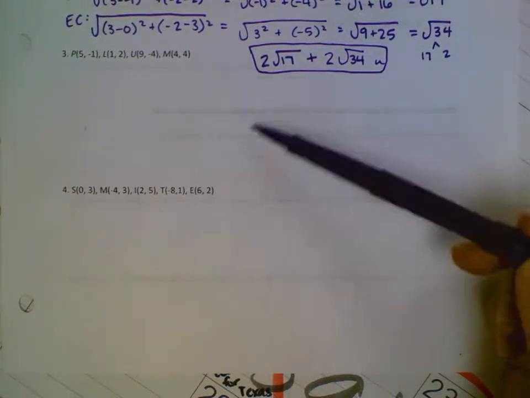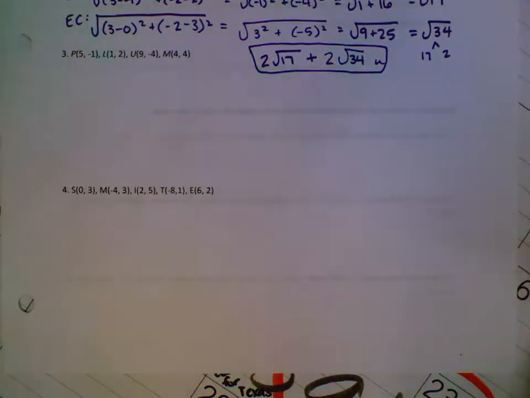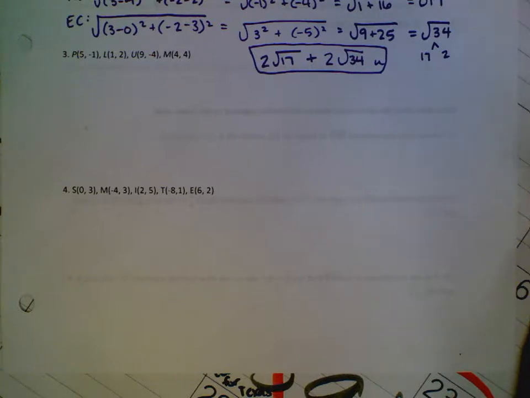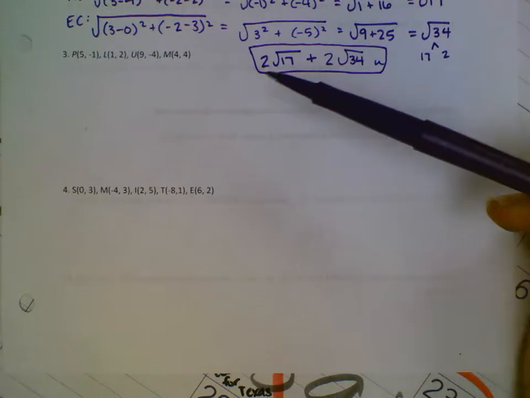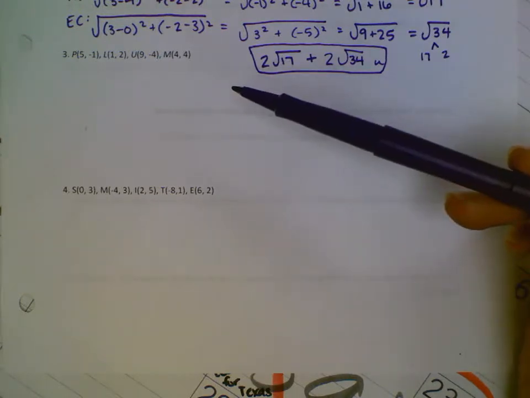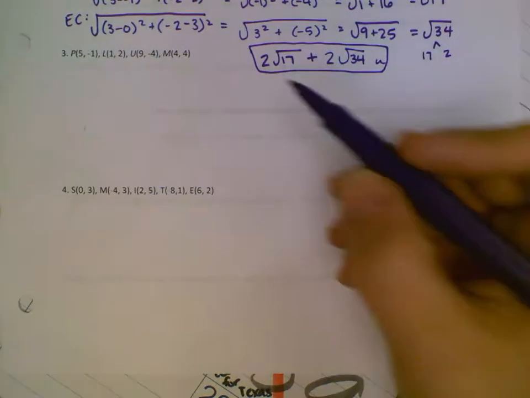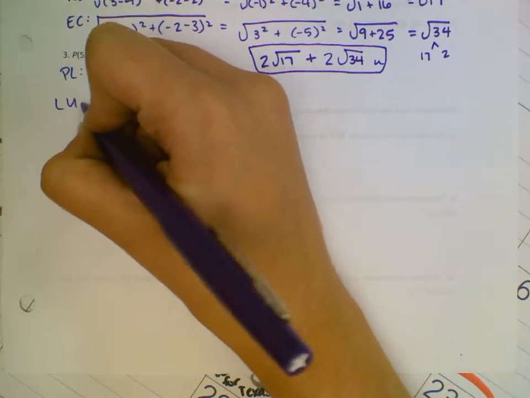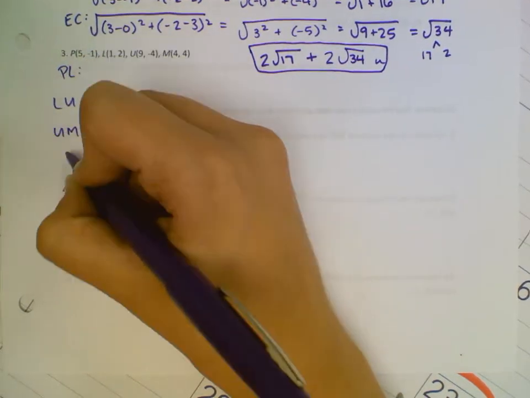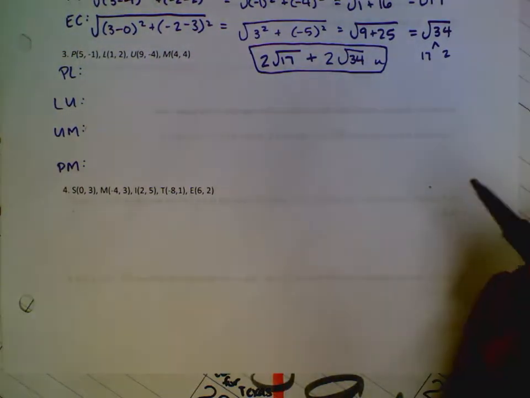Looking at number 3 and number 4, if you tried to graph these, they did not come out well. So I apologize for that, but just for the sake of extra practice, we can find the distance between PL, LU, UM, and MP in order to go through the motions of how we would find the perimeter of that figure. So we will find the length of PL, LU, UM, and PM. All of those distances, we'll add them together to get the perimeter.